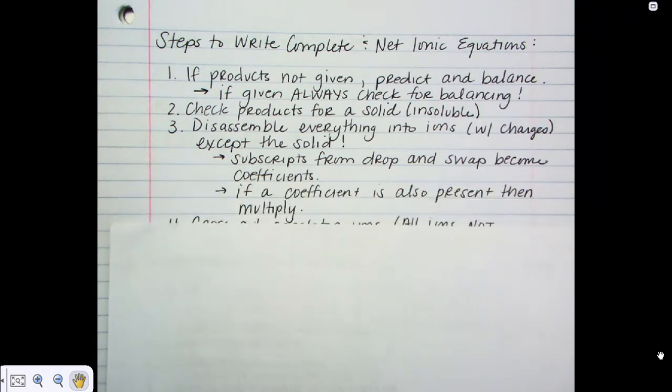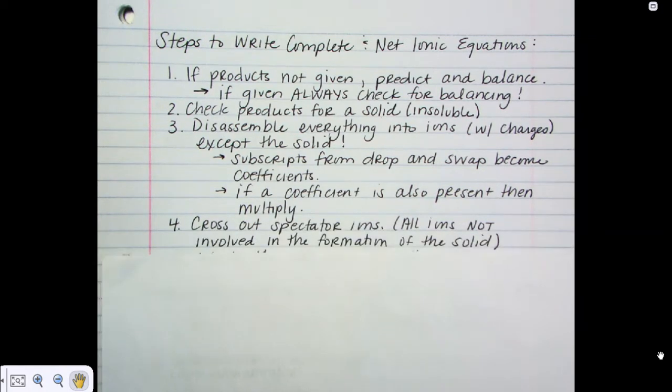Okay. If you also have a coefficient and a subscript, then the coefficient and the subscript are going to multiply. So if I had, just as an example, 3Ca3(PO4)2, then I would have 9 calcium, because 3 times 3 is 9.